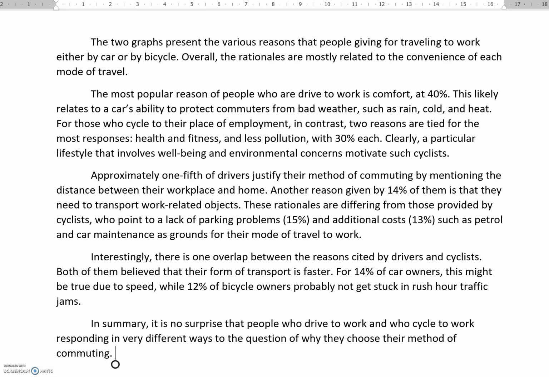The two graphs present, that's our first simple present verb. It's fine, right? It refers to the subject, graphs, okay? The various reasons that people giving. Here's our first typical mistake. The writer has used a verb ing form for a main verb, but by itself, verb ing, it's either a gerund or a participle. It's not a main verb by itself.